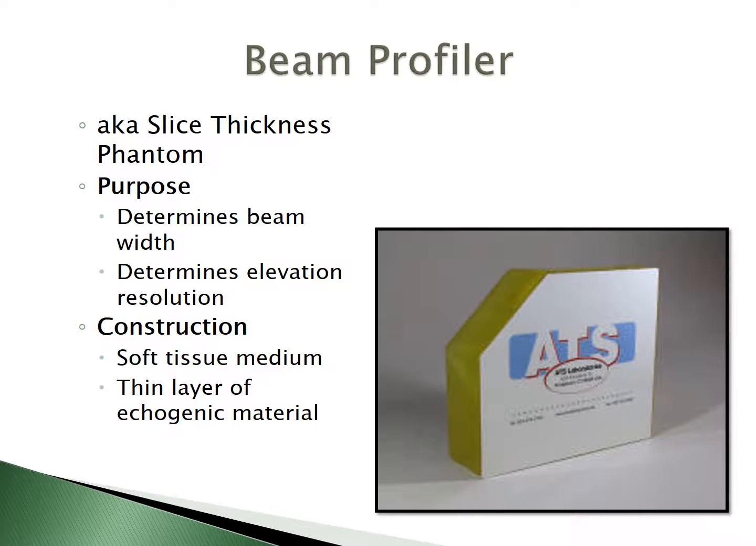So the first device that we may use is called the beam profiler, and this is also known as a slice thickness phantom. The purpose of the beam profiler is to determine the beam width and then also determine the elevational resolution. The beam profiler phantom is made of kind of a jelly material that is going to be the same as a soft tissue medium. And then there's this really thin layer of echogenic material, which is actually graphite. And it runs at a 45-degree angle through the beam profiler. This is going to help us to be able to measure the beam's width and check on that elevational resolution.